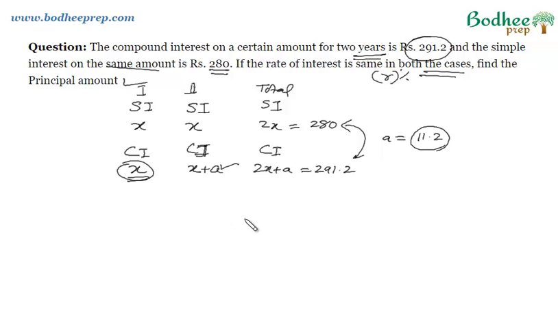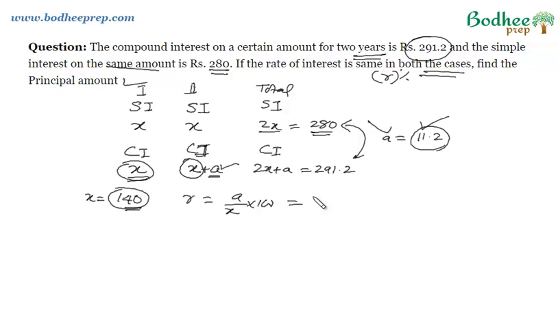Now we also know that this A is nothing but some percentage of the value x, correct? Now 2x is 280, so we can say that the value of x will be 140. So A is some percentage of 140 and the value is 11.2. So we can directly get the rate of interest, right? So the rate of interest R would be A upon x into 100. So substituting the values, it will be 11.2 upon 140 into 100. After some simplification, we can get it to be 8%.